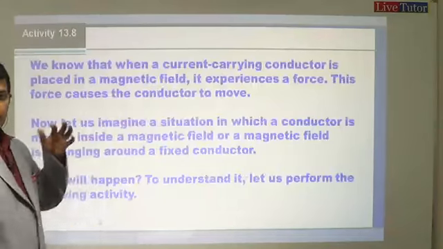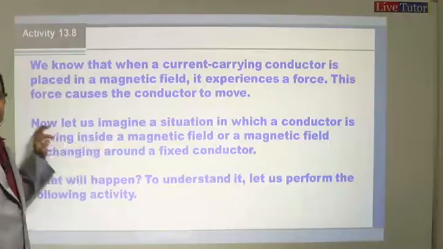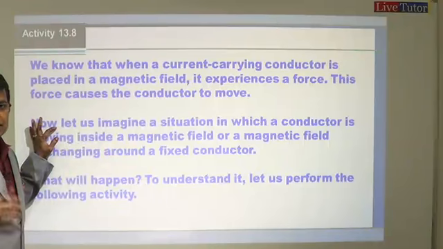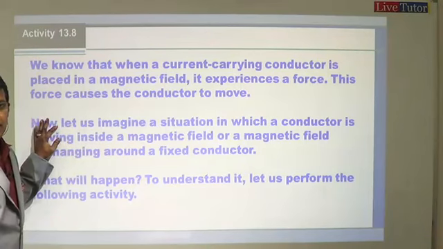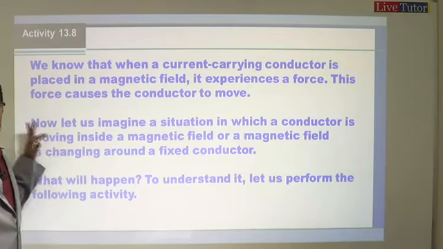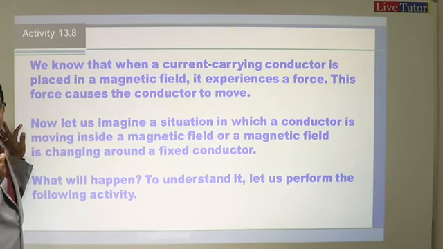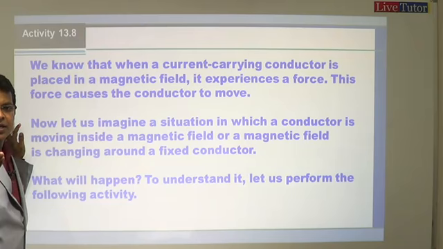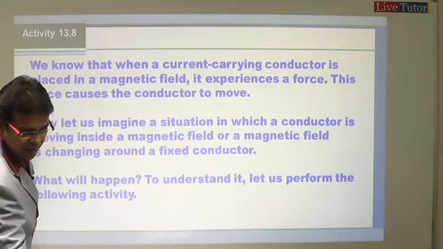Now, we know that when a current carrying conductor is placed in a magnetic field, it experiences a force. This causes the conductor to move. Now, we are going to have the opposite situation: a conductor moving inside a magnetic field, or a magnetic field changing around a fixed conductor. This is nothing but a generator. In a generator, what is changed? The conductor is moving inside a magnetic field, or the magnetic field is changing where the conductor is located.